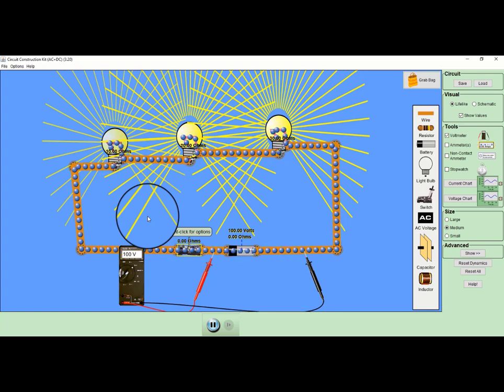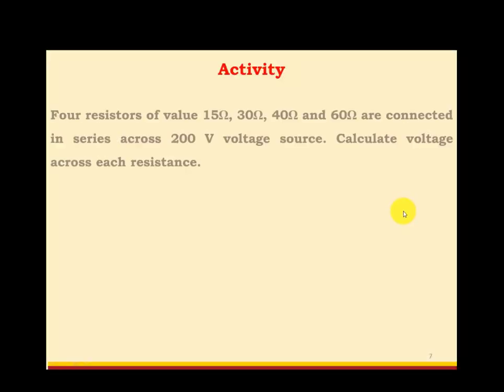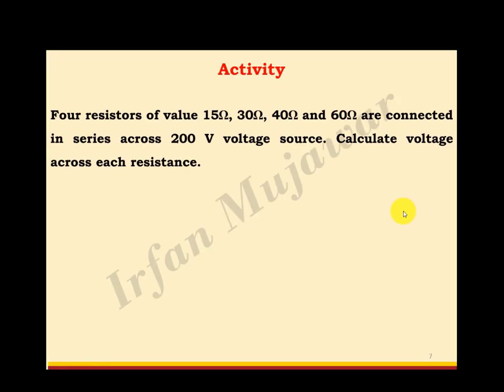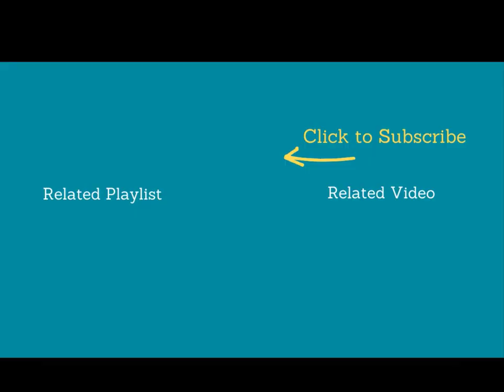Now switching to the presentation, now there is an activity question. So try to solve this question and put your answers in comment box. I hope you understood how to derive the formula for voltage divider rule, what is the significance of voltage divider rule, and how that rule can be used to calculate voltage across any series connected resistor. You also understood the physical meaning of voltage divider rule with the help of PhET simulation tool.